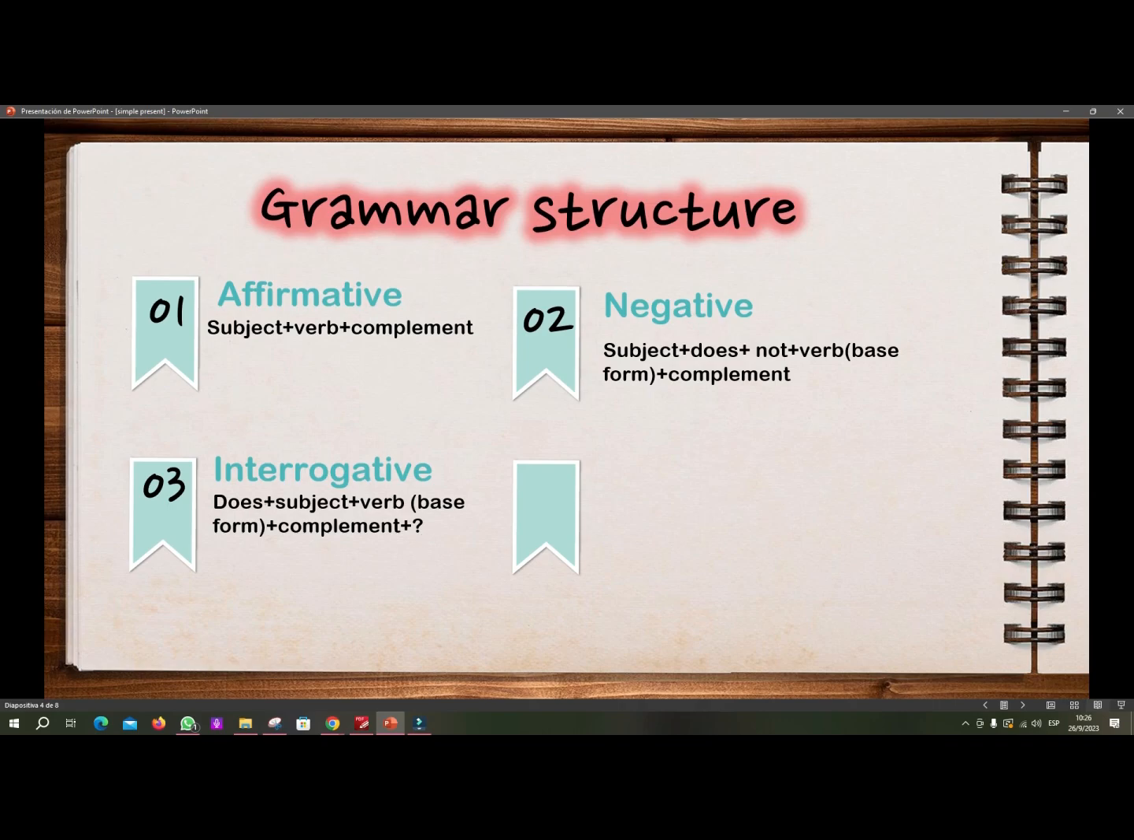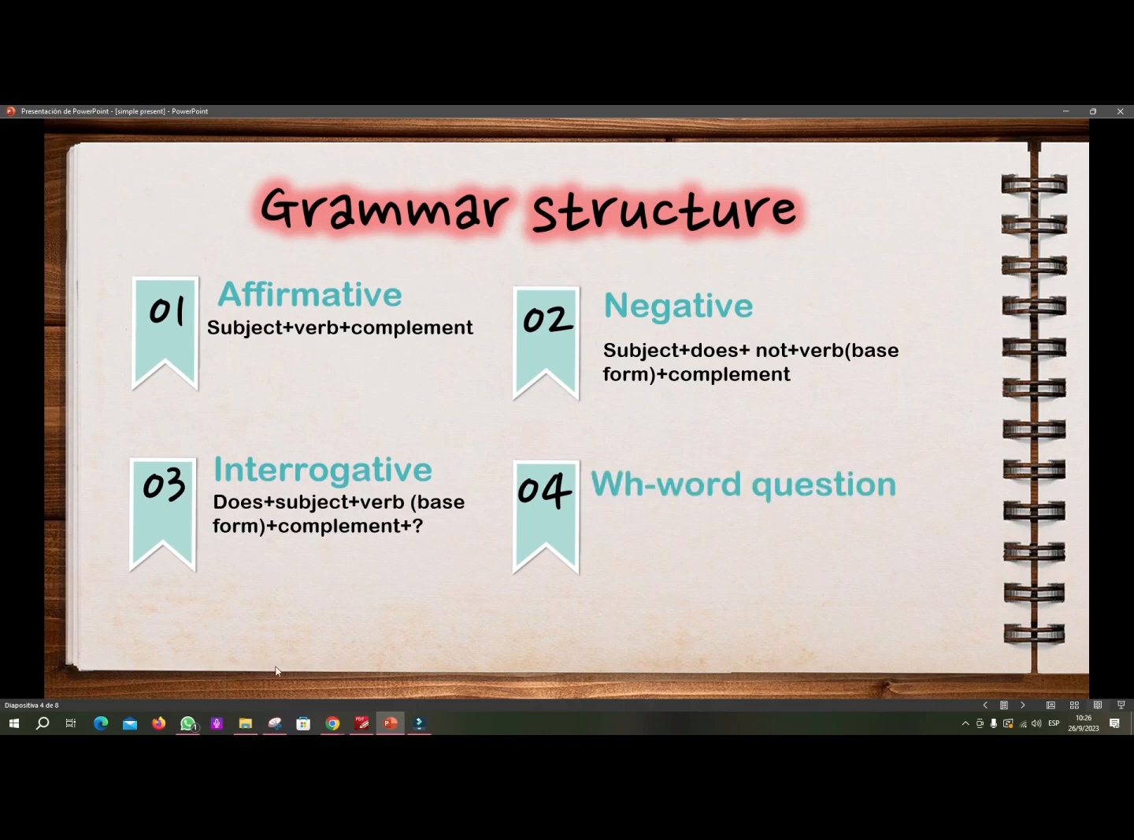So this is a yes no question, so you should answer with short form. We can say, for example, does she work every day? For example, you can say yes, she does, or no, she doesn't. But later we're going to see some examples, right?